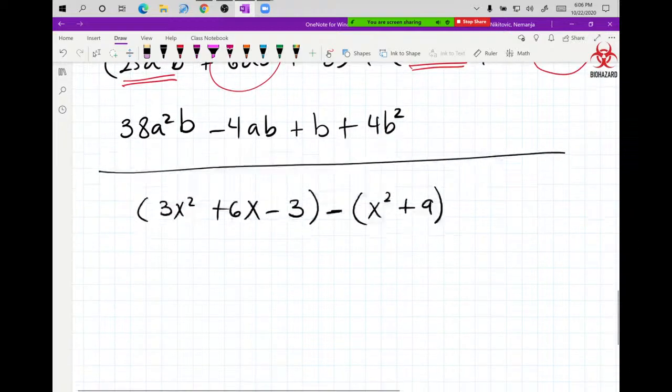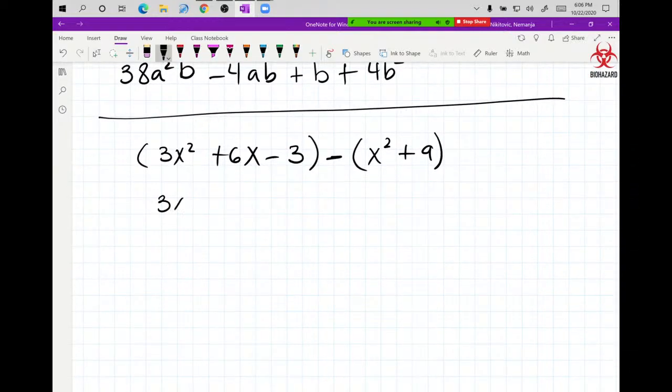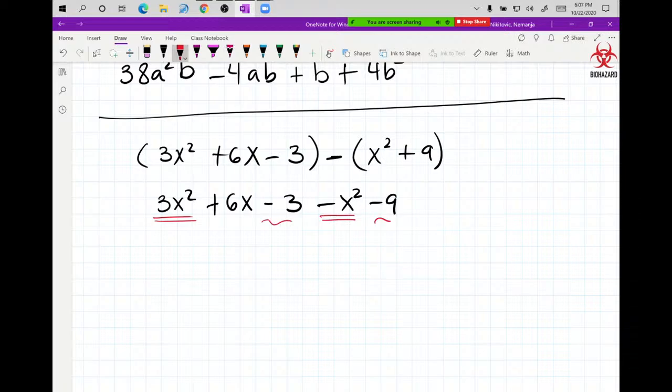All right, let's take a look at this together. 3x squared plus 6x minus 3. And here is minus x squared and then minus 9. So I have to take this negative and distribute to the second parenthesis. Now I go and I say these are like and these are like. Right. So 3 apples minus 1 apple, that's going to be 2x squared.